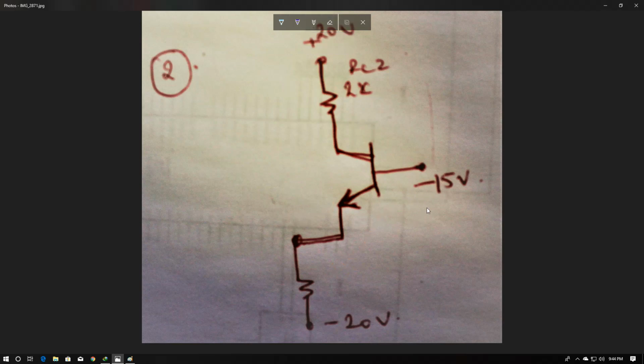So now we apply the minus 15 and we have minus 20 here. We know that this is bigger than that, so current should go in this fashion. Okay. Now that we are sure of that, current will go in this fashion. Let's see how much voltage is going to be there.